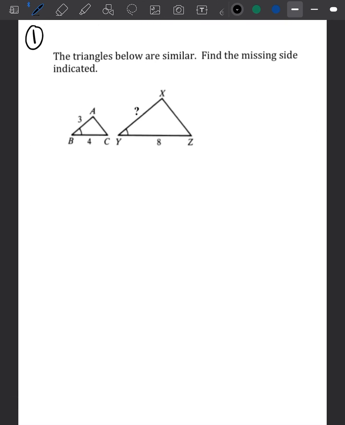So let's take a look at our first question here. We are told that our triangles are similar, and we will need to be explicitly told this each time because we can only use the ratios and proportions to solve for missing side length if we are told that the triangles are similar. So since we know this, let's go ahead and find our corresponding sides. We have AB, which corresponds to XY, and BC, which corresponds to YZ.